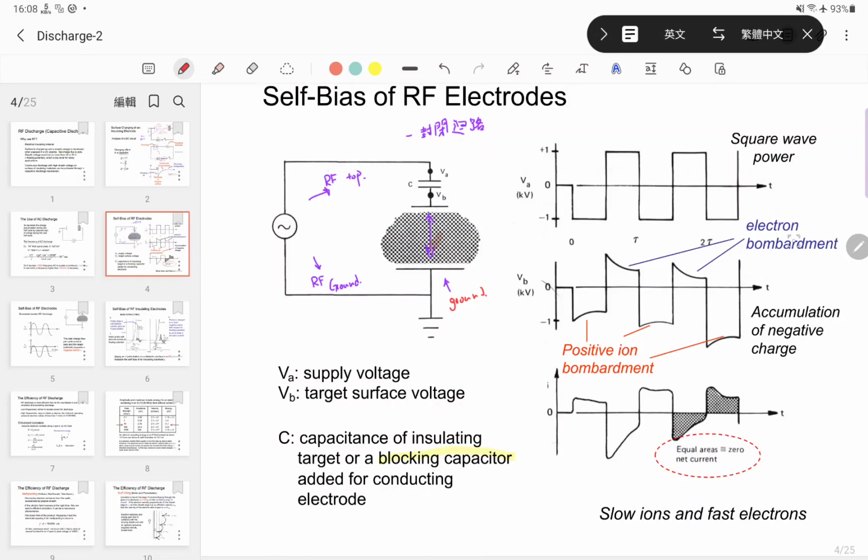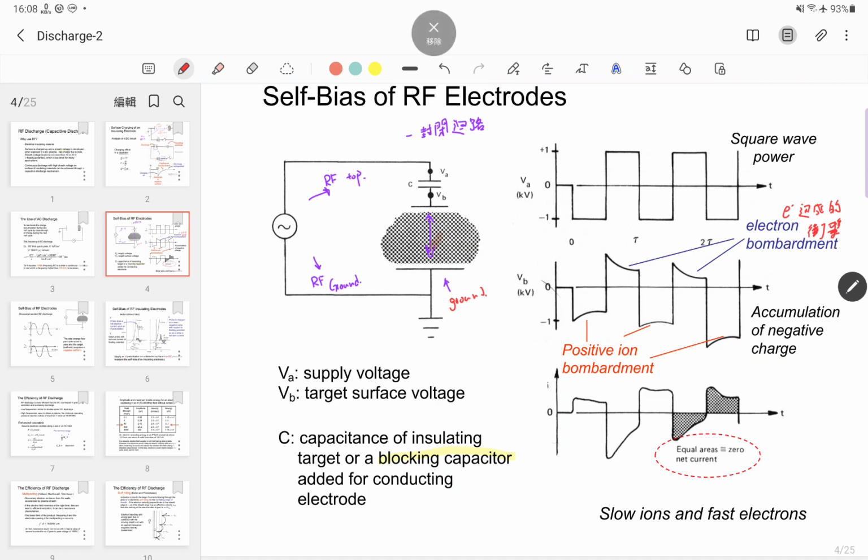And in a previous chapter, the nature of plasma, we have already known that electrons travel much faster than ions in plasma. So the electron flux in this half cycle is larger than the ion flux in the other half cycle. So even though at the beginning the electron is charged up positively, the positive charge will be neutralized by the electron bombardment very fast.